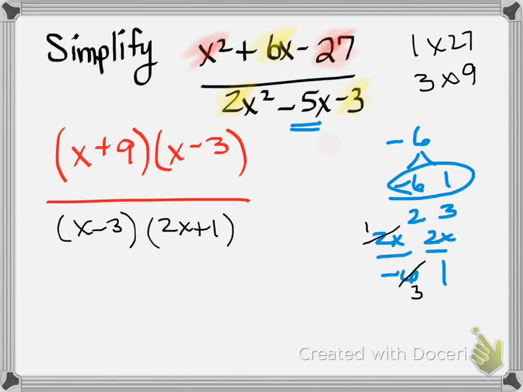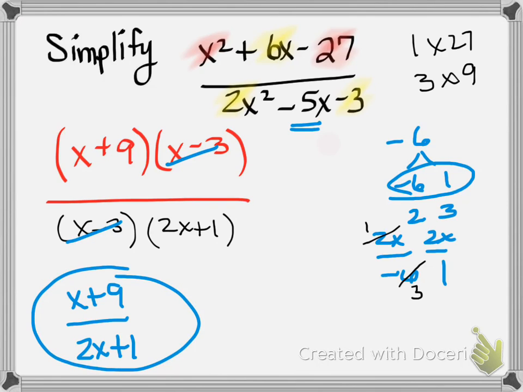Okay, and to finish out the problem, what you're left with, you have a factor that appears on top and bottom, that x minus 3 will divide out, and you're left with x plus 9 divided by 2x plus 1.